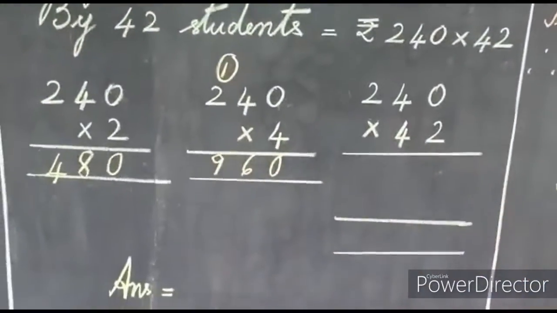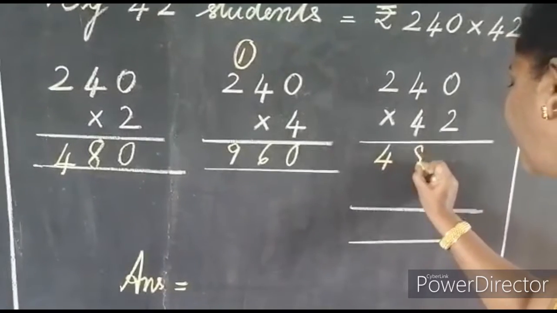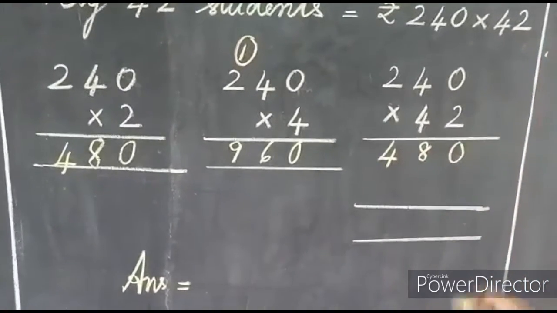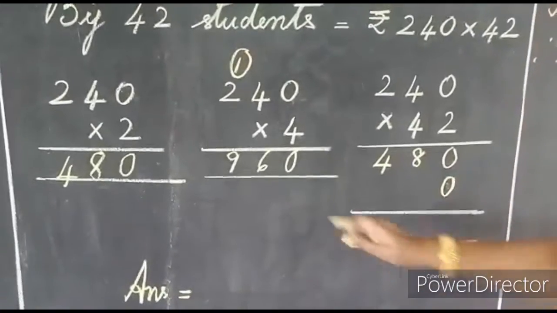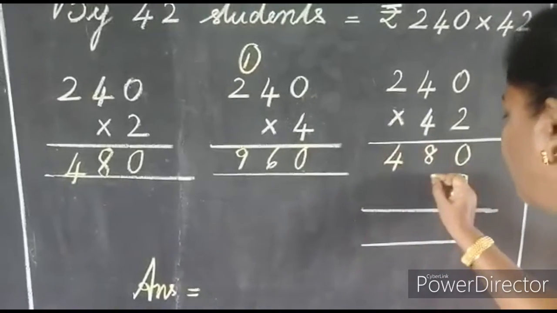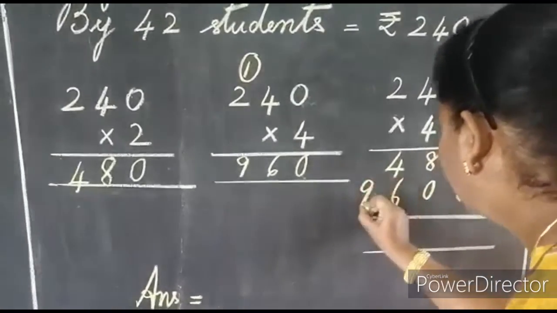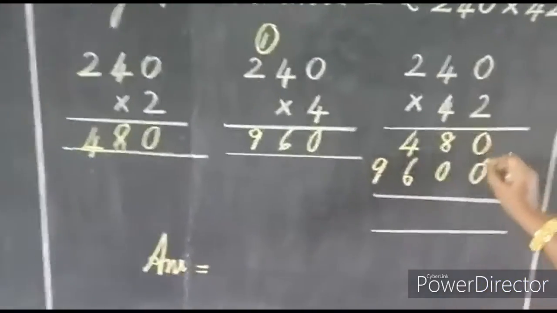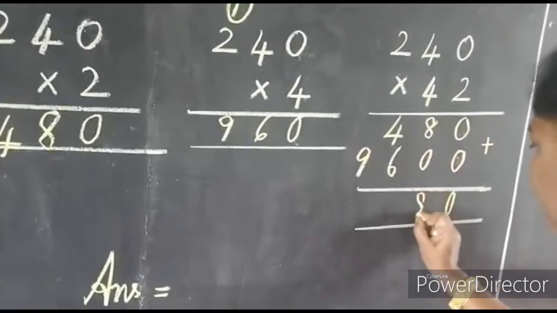The first step had the answer as 480. So write 480. Don't write anything in the first place. Mark it 0. Again, here the second step also begins with 0. So 0 6 9. Add up. 0 plus 0 is 0. 8 plus 0 is 8.